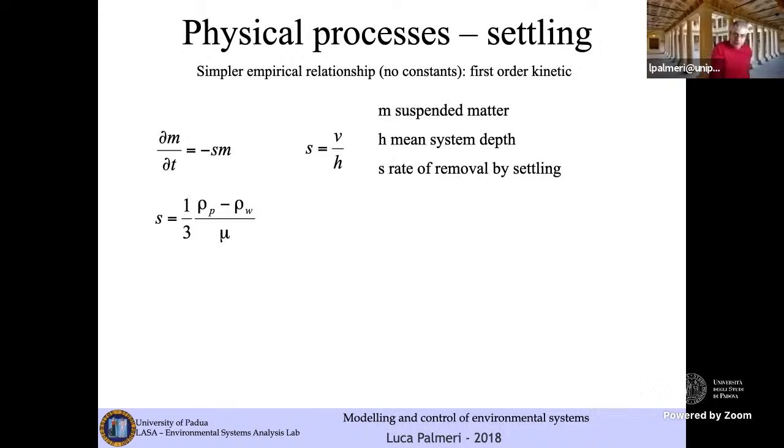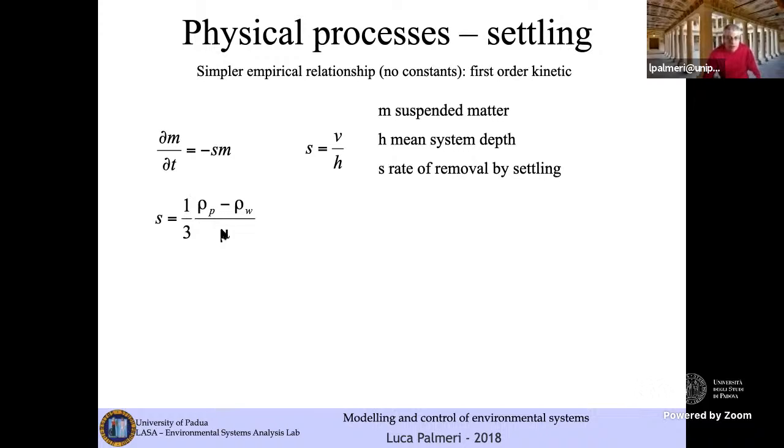By this kind of description, we may derive that the rate of removal by settling is equal to the differences in densities of particles and of water divided by the viscosity of the water. So we have obtained a model that describes the rate of removal by settling by simply a dependence on the difference of the density of the particle and of the density of water divided by the viscosity of water.